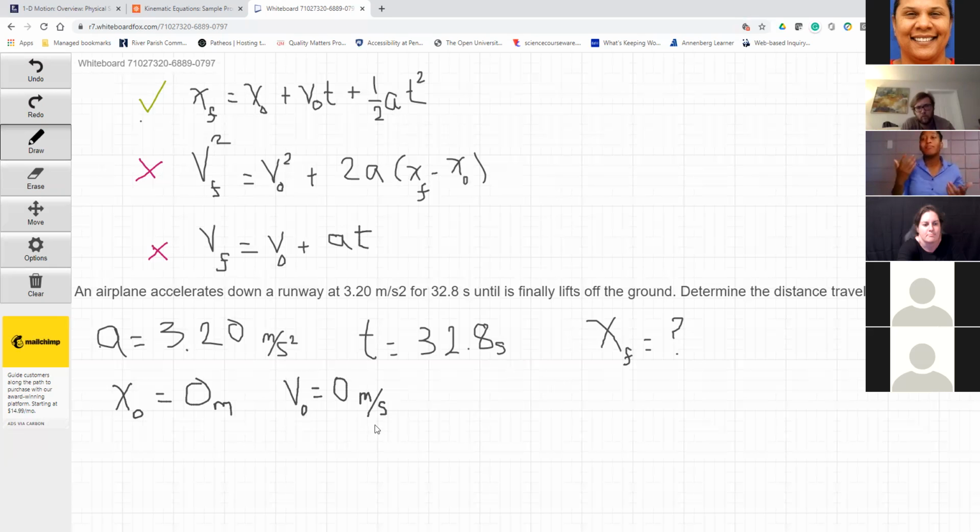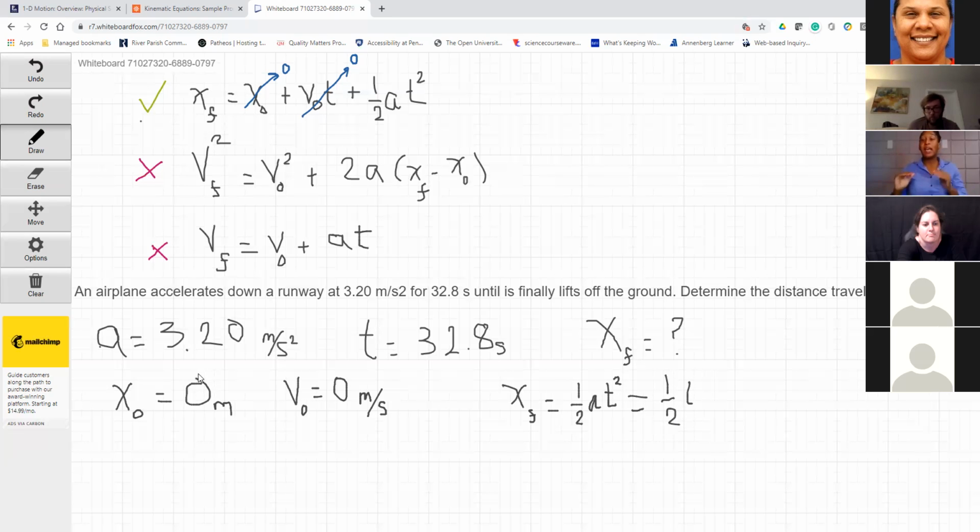Okay, it just makes it a whole lot easier. And so if we look at this equation, it means that we can X out this value because it started at zero, and we can X out this value because if we take zero times T, we get zero, right? So then that tells us from this that our final value has to equal 1/2 A T squared.